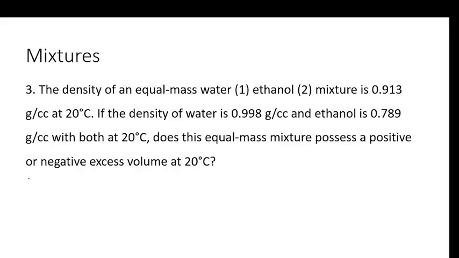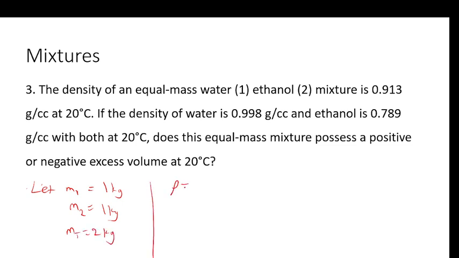So we can let the mass of water be equal to 1 kilogram, because it's an equal mass mixture. So the mass of the ethanol as well. Well, let me use the numbers. So water is 1 and ethanol is also going to be 1 kilogram. So the total mass is going to be 2 kilograms.